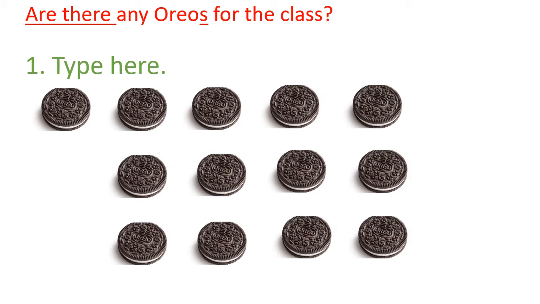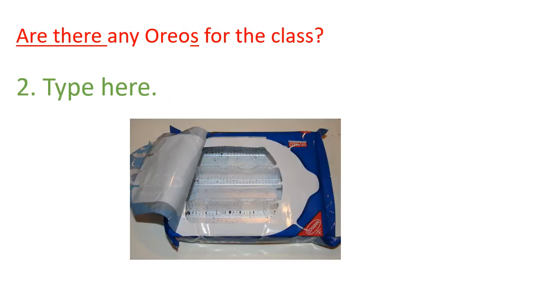So here is number 1. Are there any Oreos for the class? So you will look at the picture. You know we have 26 people in the class, and you will type a sentence using one of the quantifiers. So we have a lot of, enough, we have some, we have a few, and we have no. Okay, so what do you see there? Is that enough? Okay, is that enough Oreos for the class? Okay, here is number 2. Are there any Oreos for the class?